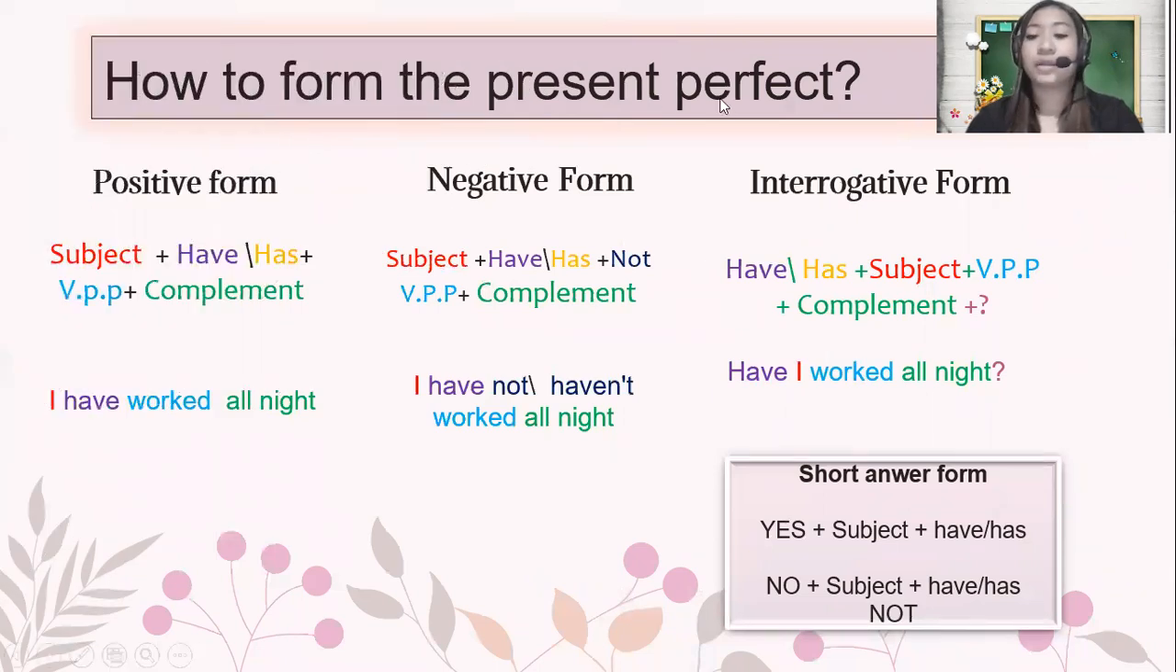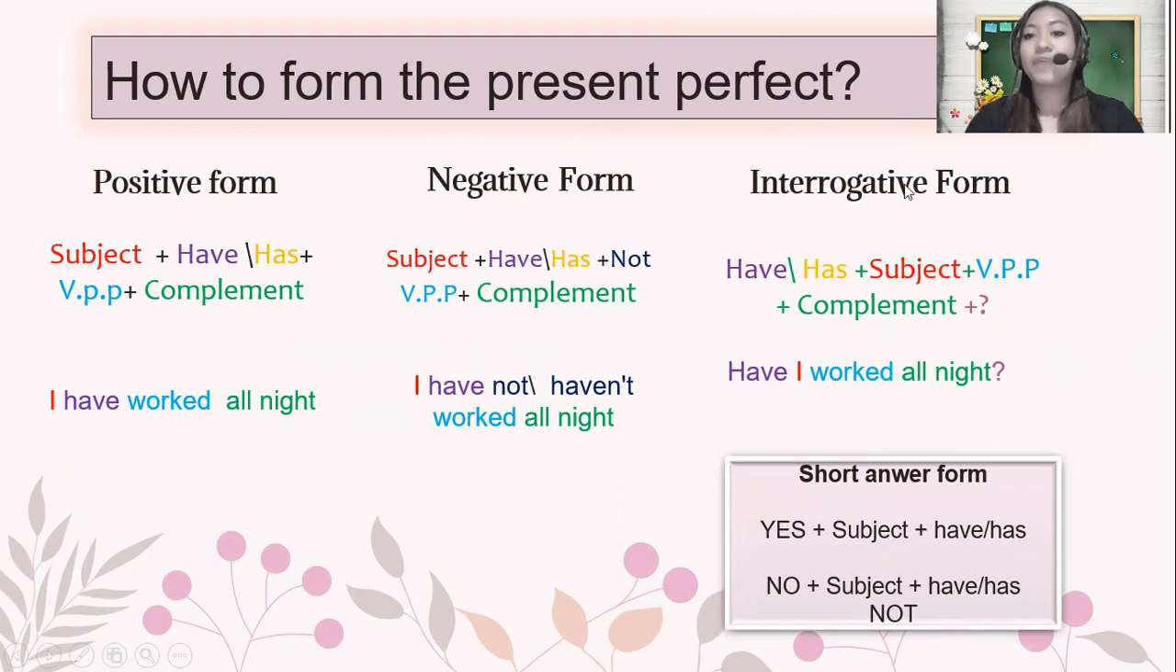Now, how to form the present perfect? Here we have the positive form. We have subject plus have or has plus verb in past participle plus complement. So we have an example. I have worked all night. In the negative form, we have subject plus have or has plus not plus verb in past participle plus complement. And here we have an example. I have not, or I haven't in the contraction form, worked all night.